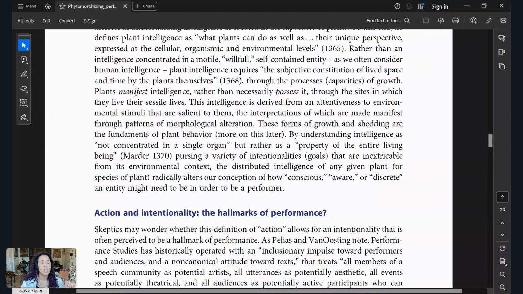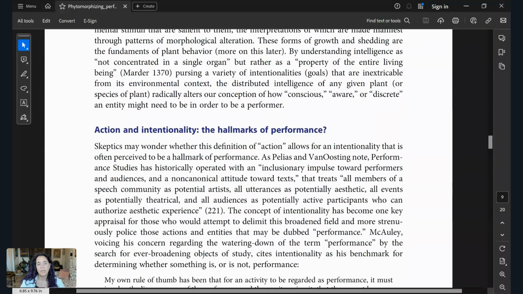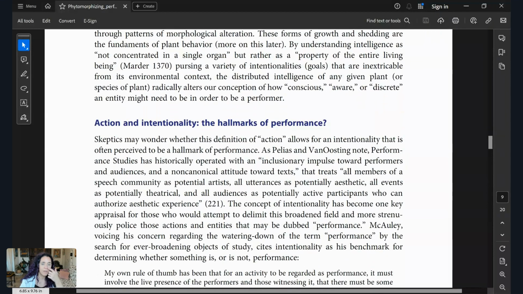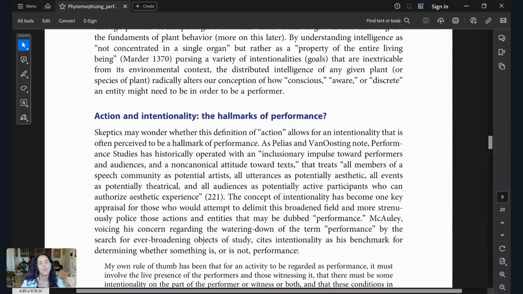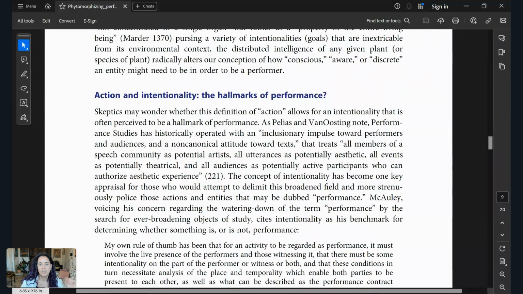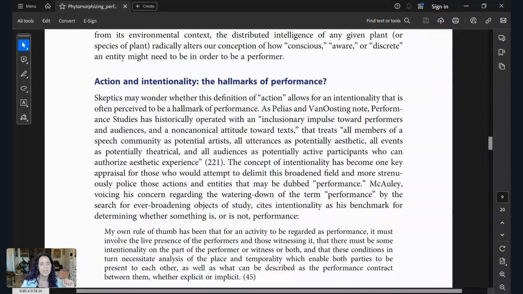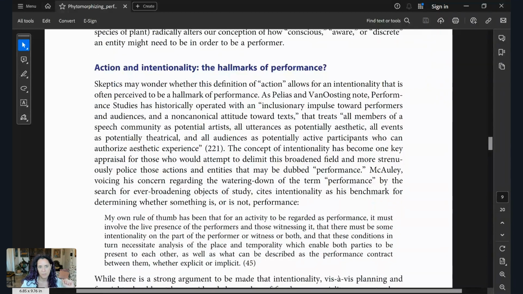These forms of growth and shedding are the fundamentals of plant behavior, more on this later, by understanding intelligence as not concentrated in a single organ, but rather as a property of the entire living being, pursuing a variety of intentionalities that are inextricable from its environmental context. The distributed intelligence of any given plant or species of plants radically alters our conception of how conscious, aware, and discrete an entity might need to be in order to be a performer.